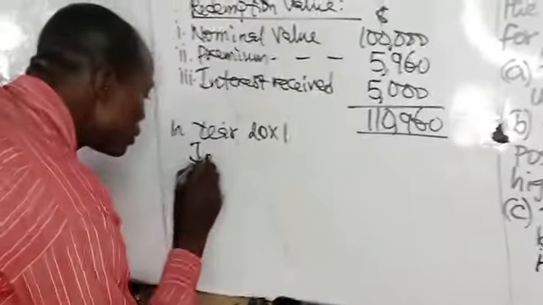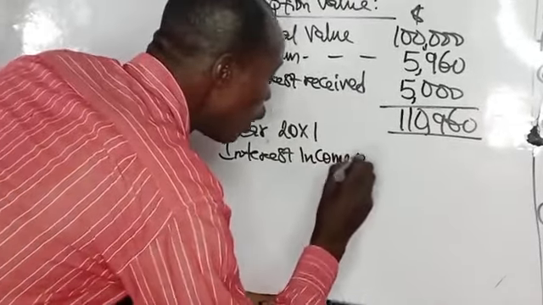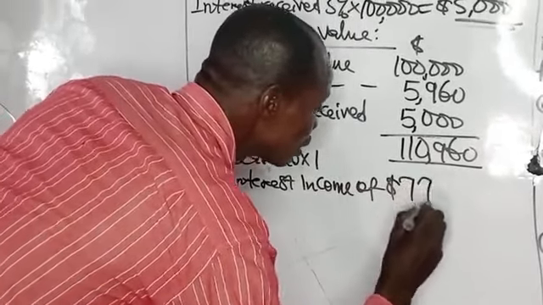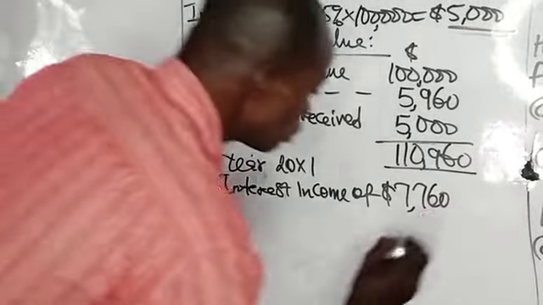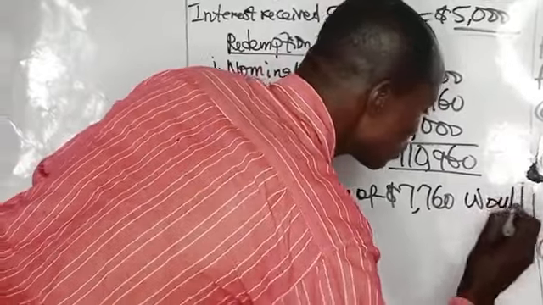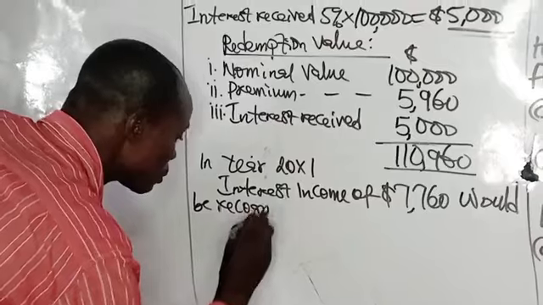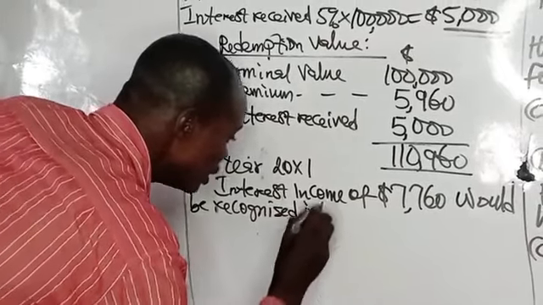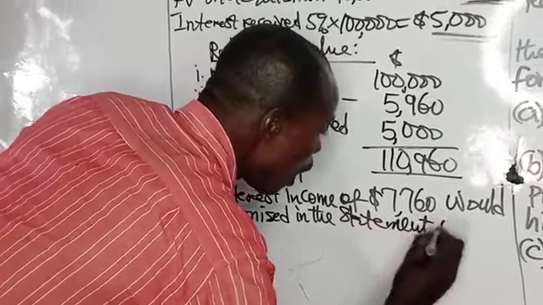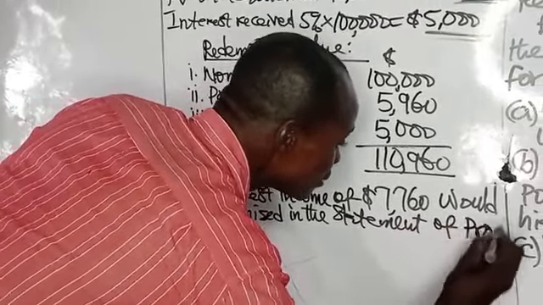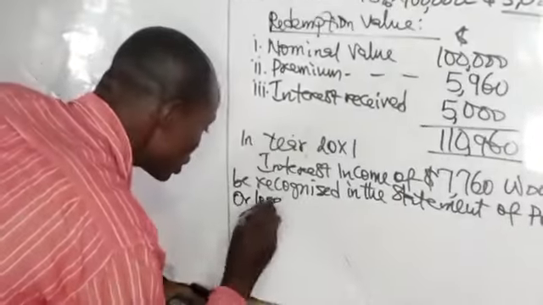Interest income of $7,760 would be recognized in the statement of profit or loss.